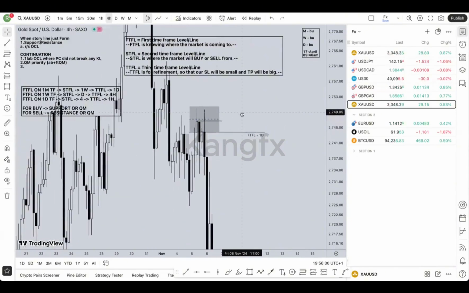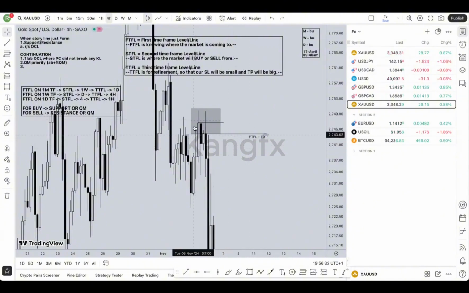The only thing I'm looking for in SCFL is inside this box. I don't care if there's a structure by the side, by this side, above. I don't care about that. The only structure, key level I'm looking for should be inside this box. That's why I showed you at the beginning of the video how to draw this box. So the only key level I'm looking for is inside this box.